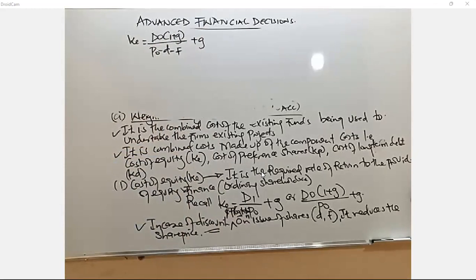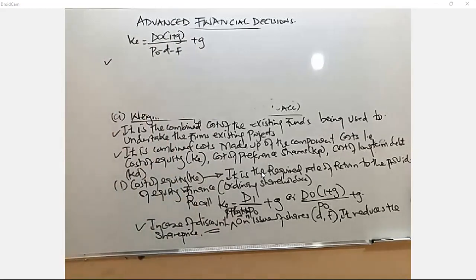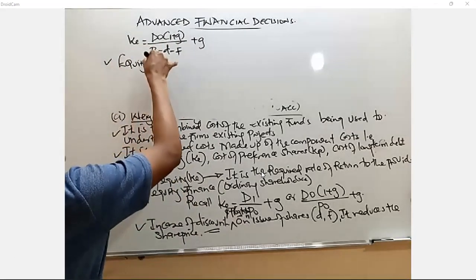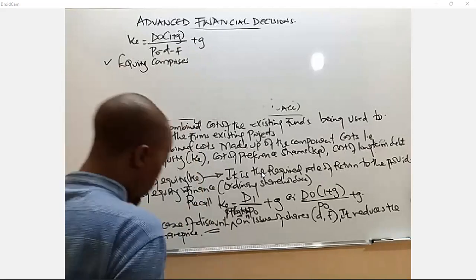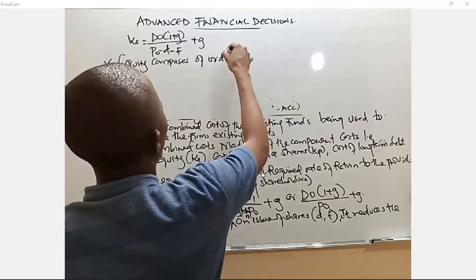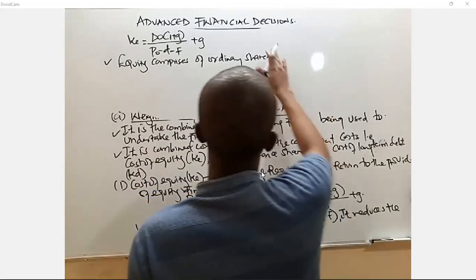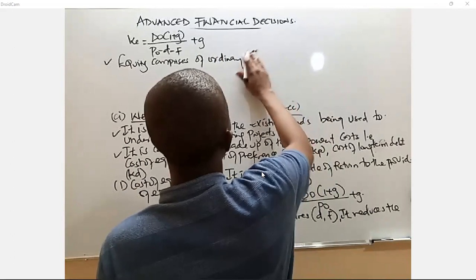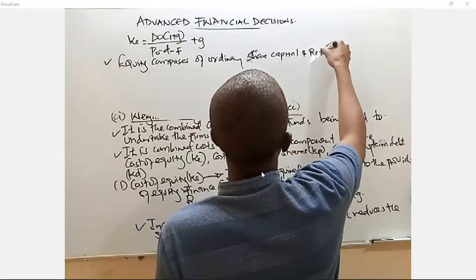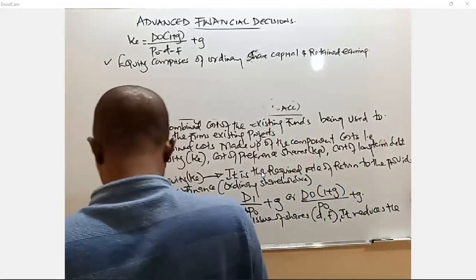And in this case, when you look at equity, it comprises two things which we have already seen before. Equity normally comprises ordinary share capital and retained earnings. And during this time, you are required to calculate the cost of equity for both.